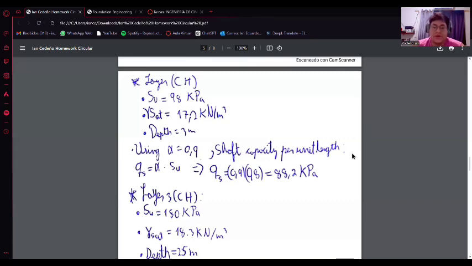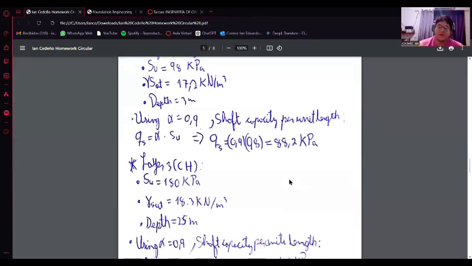The shaft capacity per unit length, QS, is equal to alpha times SU. We're going to replace the real data. The QS is 0.9 multiplied by 98, and we're going to have 88.2 kilopascal.